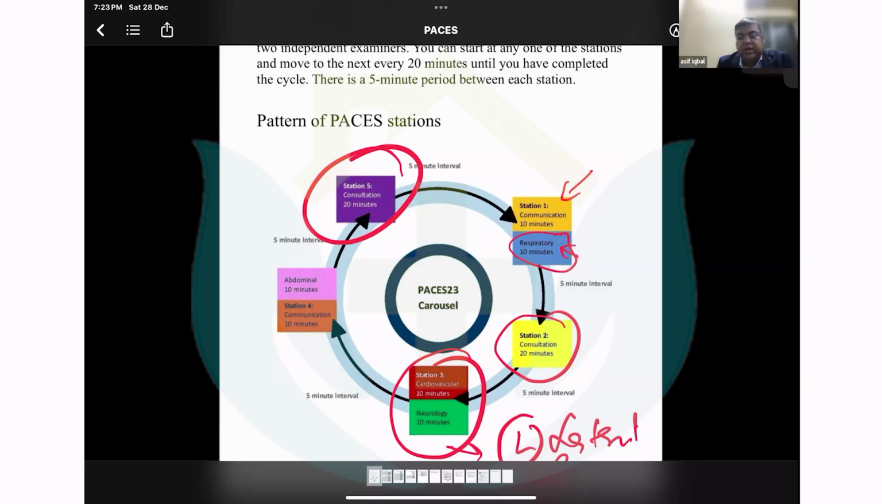Okay. And the next two, station 2 and station 5, both are consultation stations. Yes, consultation is where I told, like, the patient who had one of my patients who had this bilateral pneumonitis secondary to methotrexate. So this is how it will go. Okay, just a second, sir.